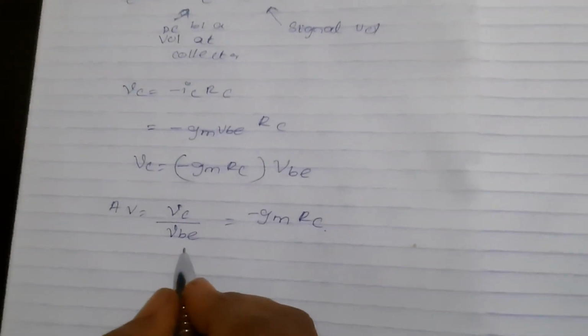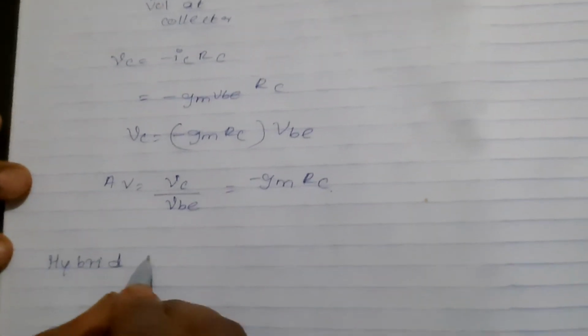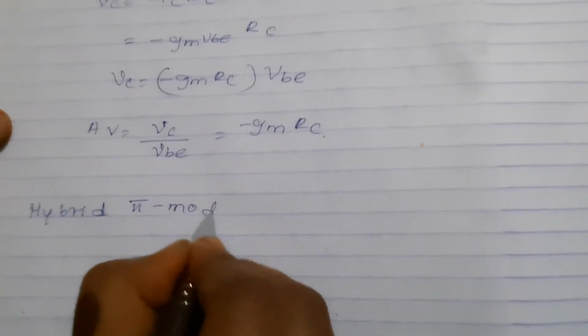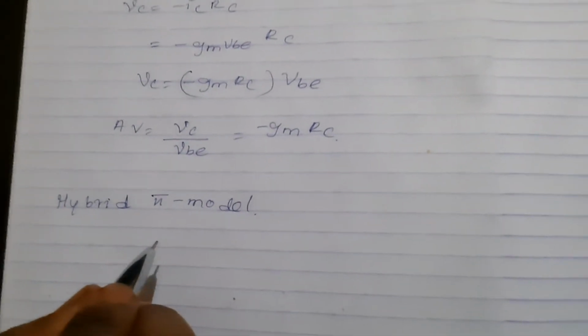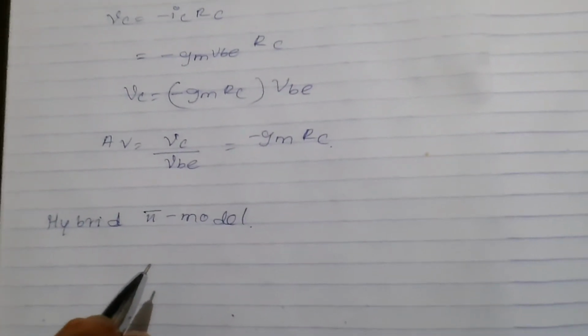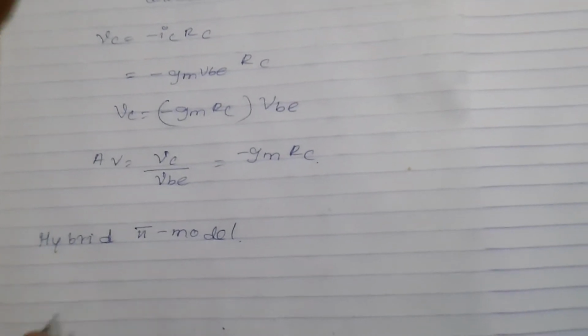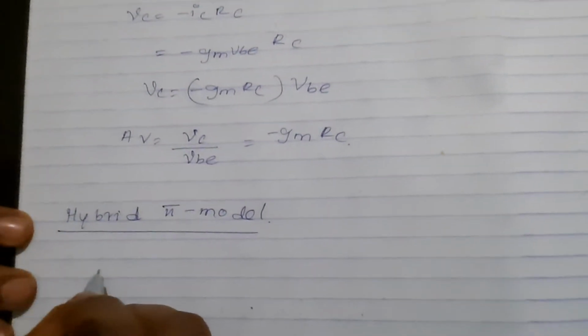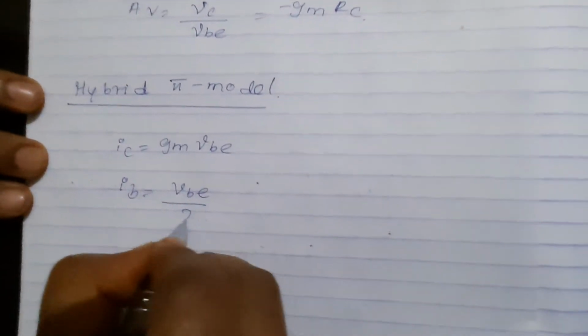Now the next step is I'll be drawing the hybrid pi model. This model represents the BJT as a voltage controlled current source and explicitly includes the input resistance looking into the base, R pi. If I want to draw the hybrid pi model, then I'll be getting the IC expression as GM into VBE, and I'll be getting the IB expression as VBE divided by R pi.